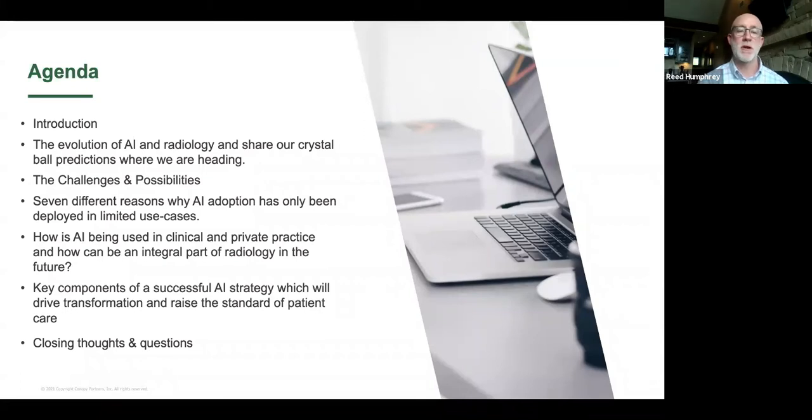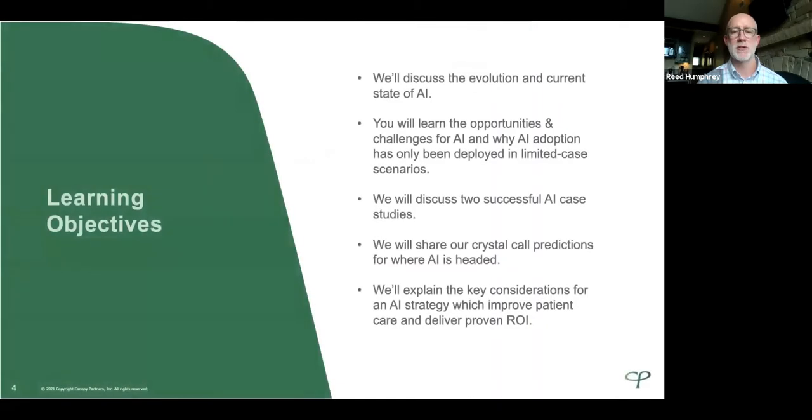We'll talk about some clinical examples of how AI is being used in both a hospital setting as well as a private practice setting. And then we'll talk about some key components of successful strategies and how to deploy AI. And then we'll have some closing thoughts and questions. So with that, we'll just jump right in.